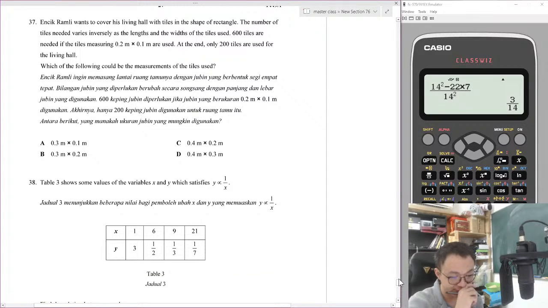Question 37. Okay, this one is a little bit hard for variation. So, okay, Encik Ramli wants to cover his living room with tiles in the shape of a rectangle. So the number of tiles needed will vary inversely. That means k over length and width like this. So like 600 tiles are needed.